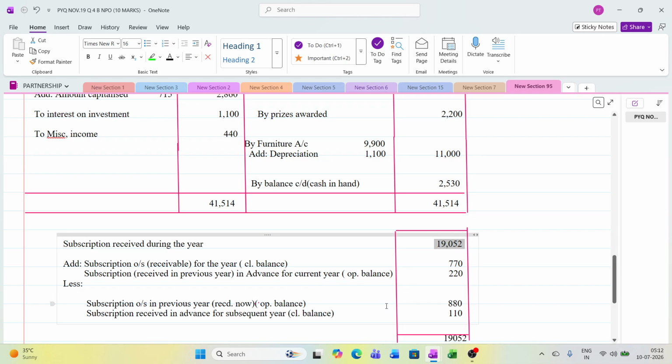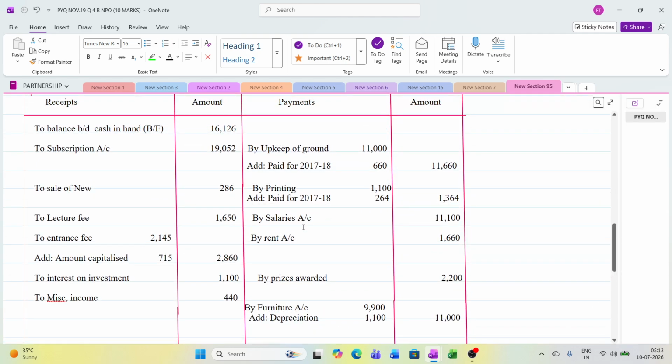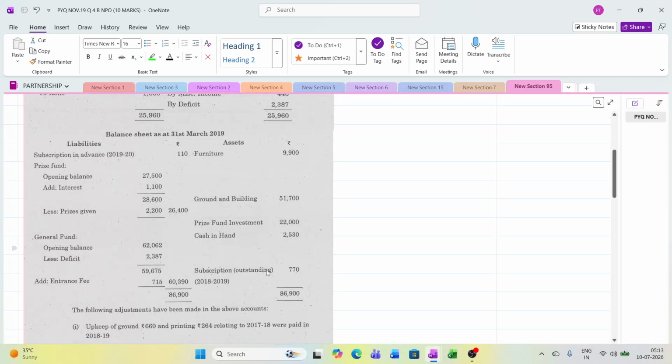So what you are going to do, you are going to write, because here the question is a little different. You are not given the subscription received during the year, because they have given you the income and expenditure account, so you forget about this part. So, subscription received during the year, you add whatever is outstanding for the current year. That is shown in your balance sheet. See here, it is the current year balance sheet. Subscription outstanding 770. You will be adding this.